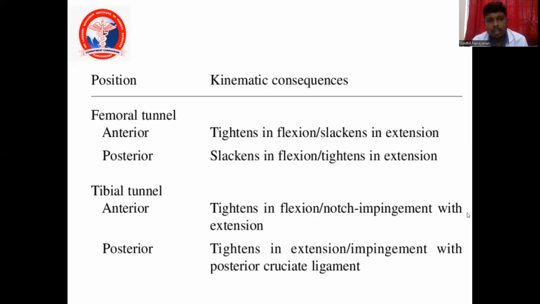Position of the femoral tunnel: what is the kinematic sequence? There is anterior and posterior placement. An anteriorly placed femoral tunnel is tight in flexion and slack in extension. A posterior femoral tunnel is slack in flexion and tight in extension. For the tibial tunnel, anterior placement is tight in flexion with notch impingement in extension, and posterior placement is tight in extension with impingement on the posterior cruciate ligament. These are the kinematic consequences.